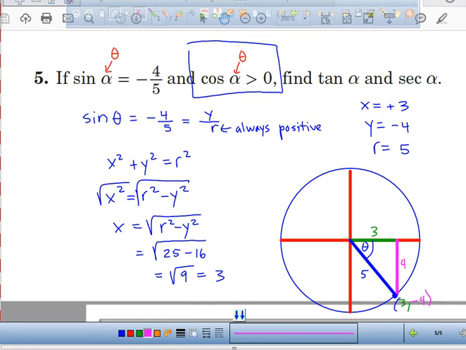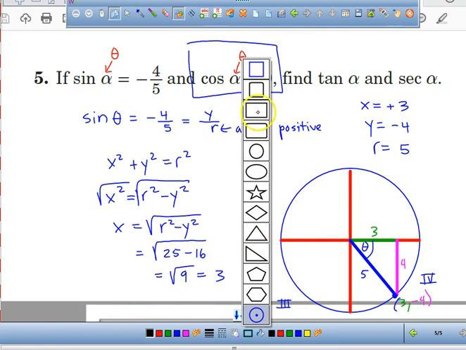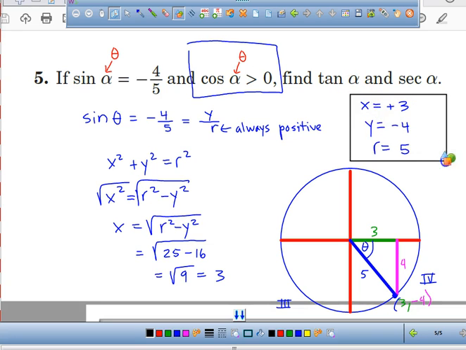Now this is the part where you need to understand. Your y value technically could be negative in two different quadrants. Your y value could be negative in the 3rd quadrant, or in the 4th quadrant. So why did we choose the 4th quadrant? We chose the 4th quadrant because it said the cosine of theta had to be greater than 0. If I would have said less than 0, we would not be in the 4th quadrant, we would be in the 3rd quadrant. The most important part in solving this is to make sure that you find the correct values for x, y, and r. If you find the correct values, you'll be able to solve everything else.